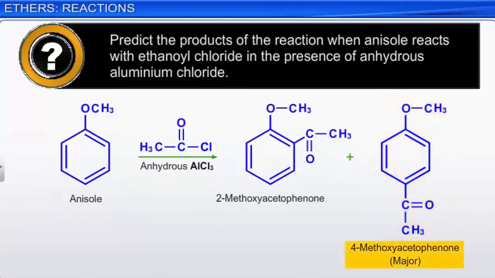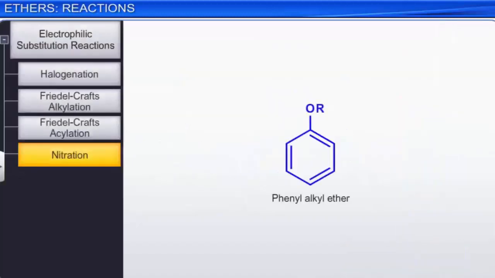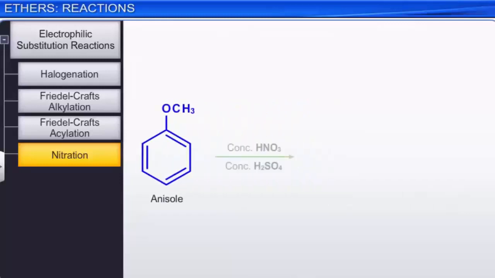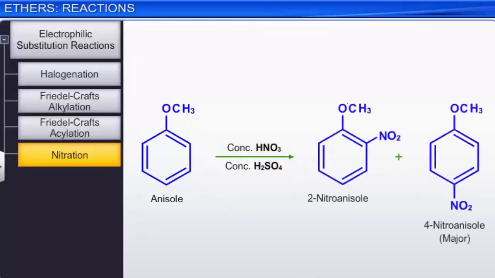Phenyl alkyl ethers will undergo nitration reactions. For example, anisole reacts with a mixture of concentrated sulfuric acid and nitric acid to form nitroanisole. The nitro group is introduced at the ortho and para positions, and 4-nitroanisole is the major product.